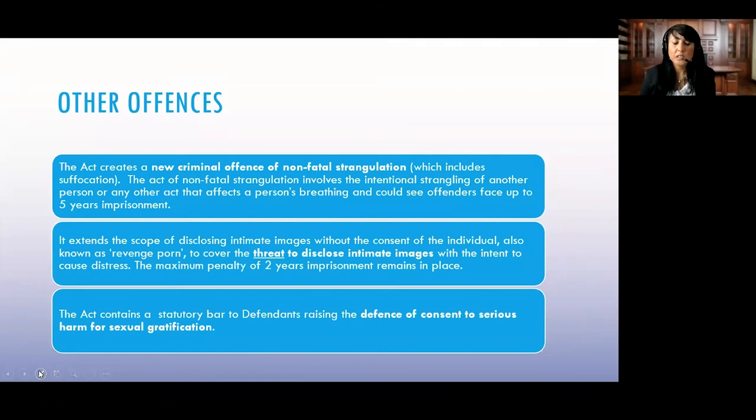Non-fatal strangulation becomes an offence, and is relevant in situations whereby the alleged perpetrator strangles or intentionally affects the victim's breathing so as to control or intimidate them. The reasoning behind this is because it's been argued that in these situations, alleged perpetrators were avoiding punishment because their actions often leave no visible injury, making it harder to prosecute. Disclosing of private sexual photos, intimate images, and or film. There is an extension to the existing offence of disclosing private sexual photographs and films without consent of the individual. And the extension is the threat. So if one threatens to disclose intimate images, this will now be an offence under the new Act.